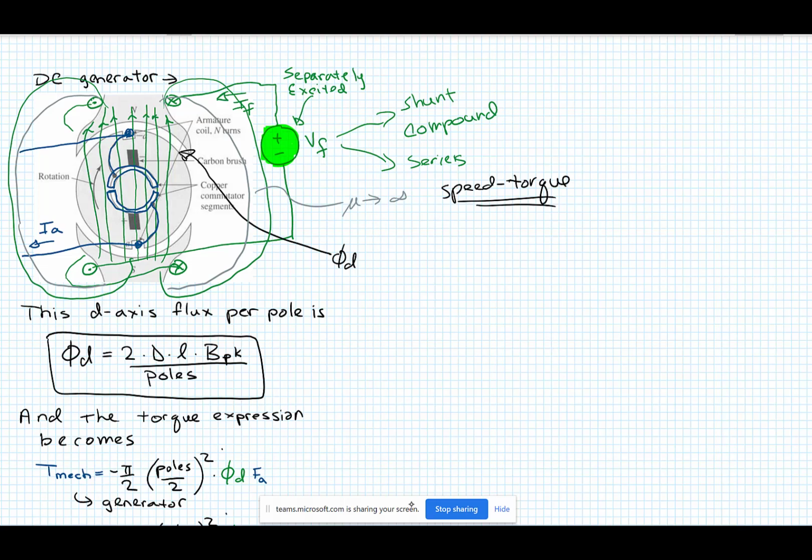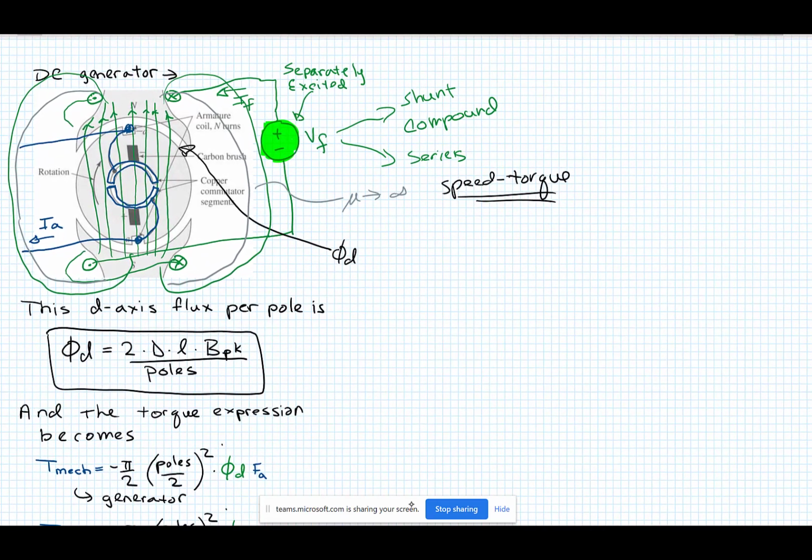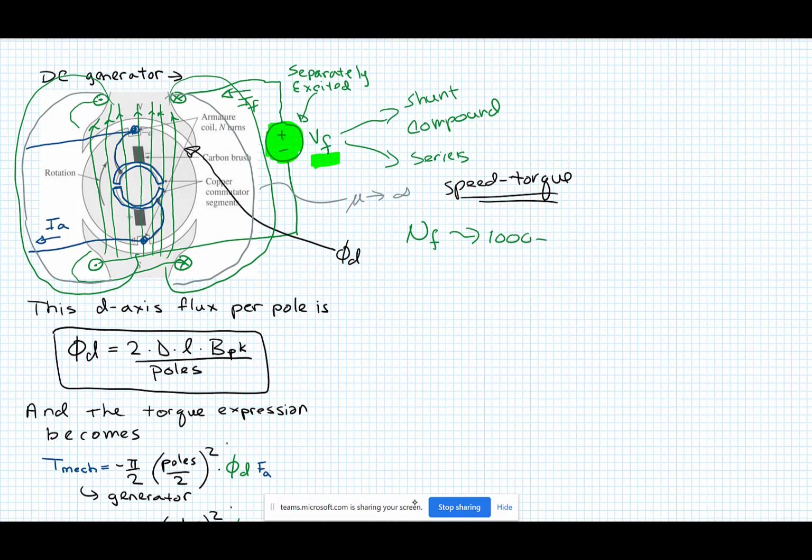But I want to point that out. I'm showing a separate excitation. It's putting a current from, and I'm going to call this voltage VF. This becomes an important point because you usually have a lot of turns. So there are many field winding turns. NF is somewhere between 1,000 to even 10,000 turns, depending on the size of the machine and the current that has to be handled and everything else. So there's a lot of turns there.